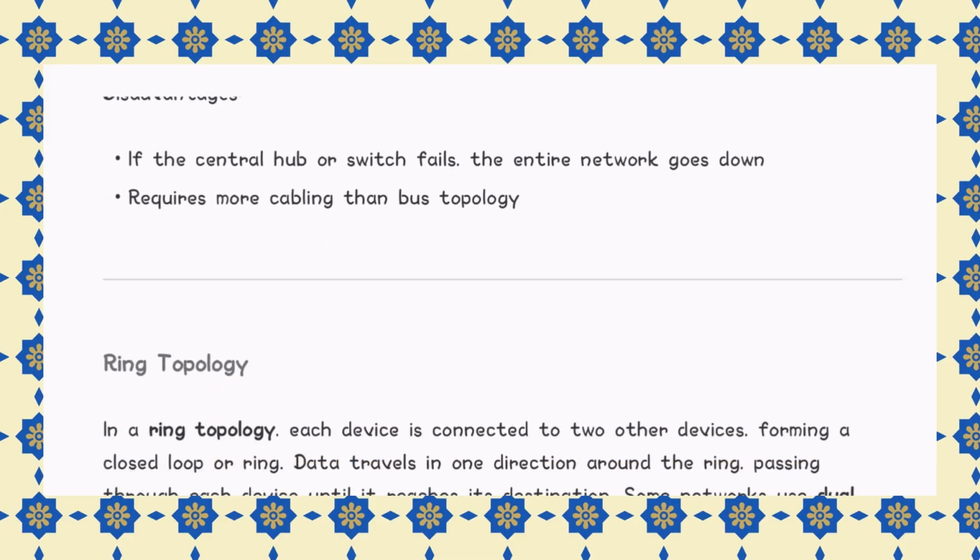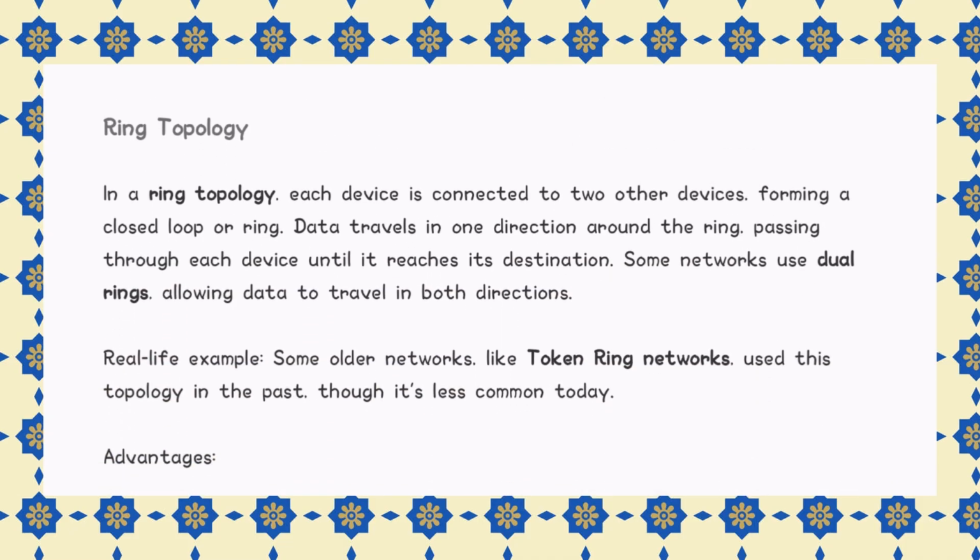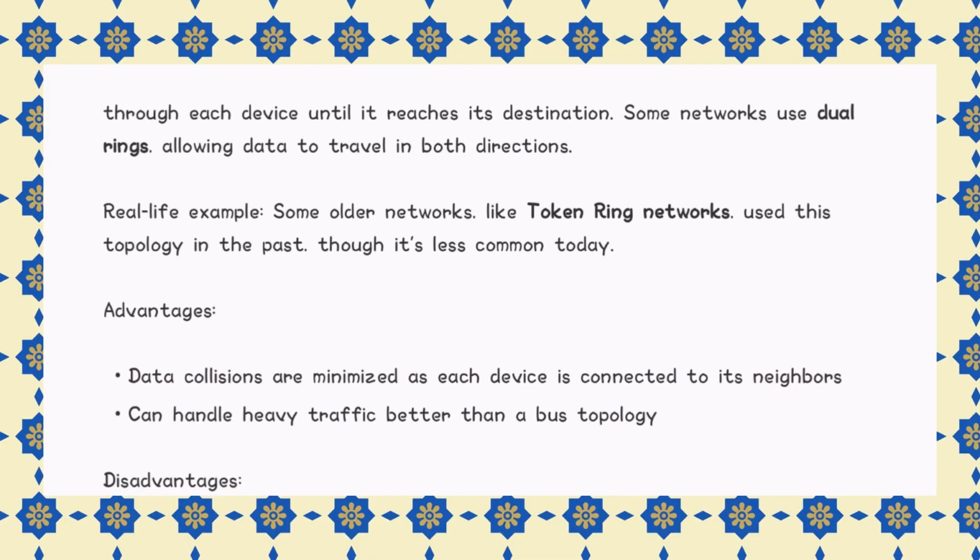And a ring topology. In a ring topology, each device is connected to two other devices, forming a closed loop or ring. Data travels in one direction around the ring, passing through each device until it reaches its destination. Some networks use dual rings, allowing data to travel in both directions. Real-life example: some older networks, like token ring networks, used this topology in the past, though it's less common today.